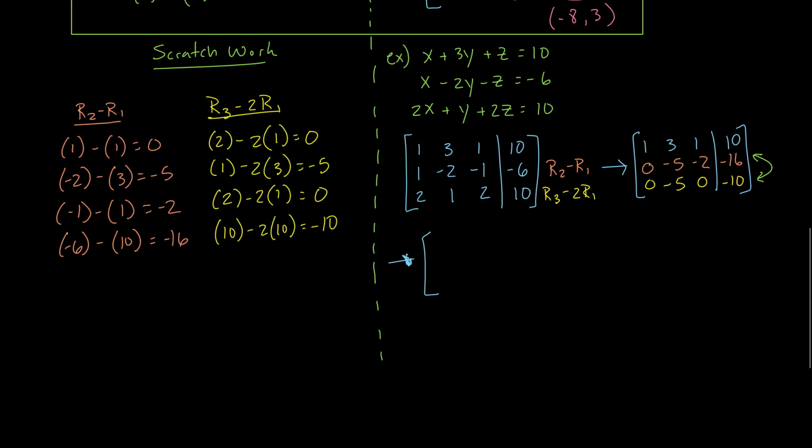Yep. You're just switching the numbers. So now it's going to be 1, 3, 1 stays the same with a 10. But then it's going to be the last row moving to the middle.